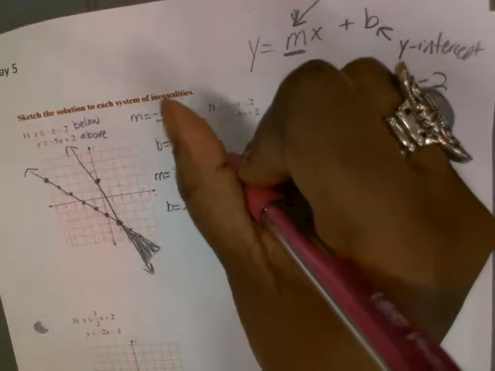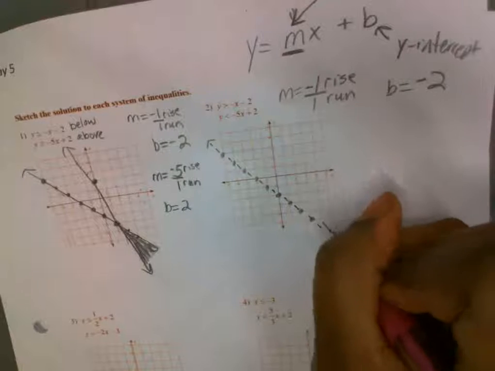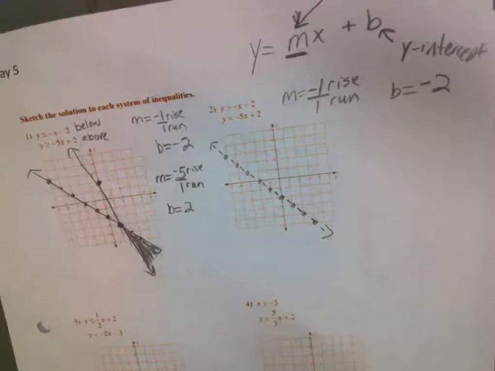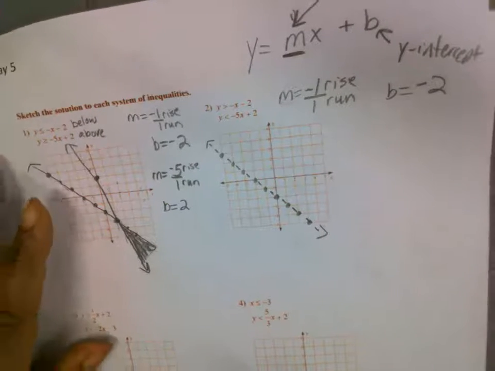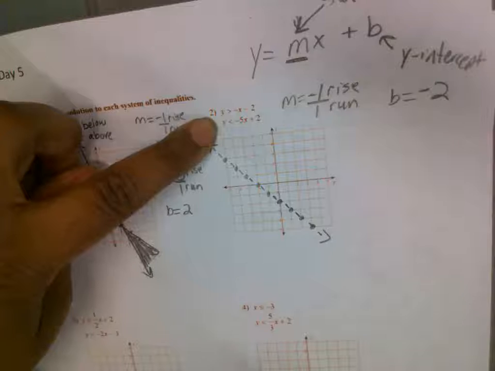It's a straight line, but it's dashed. That means every value that's on a dashed line is not considered a part of the solution. All right. So now let's do the second equation.